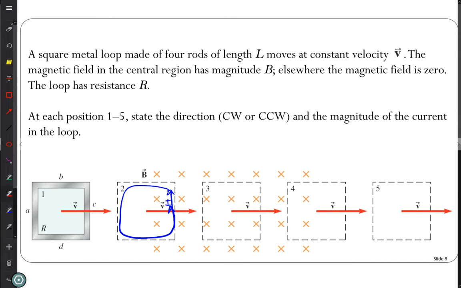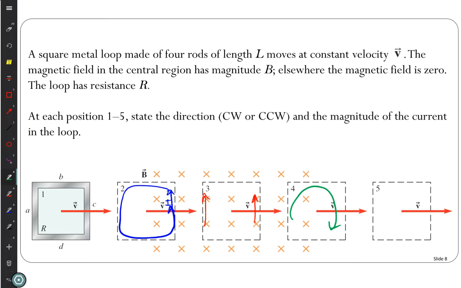Now, what about in position 3? What's happening? The net result is nothing because I have a current here and a current here that are equal in magnitude but opposite in direction, right? Because they're going against each other. So what's your total current going to be there? 0. What about in position 4? Now you only have one current again, and it's going to be going like this. And in position 5, there's no changing magnetic field, no current.